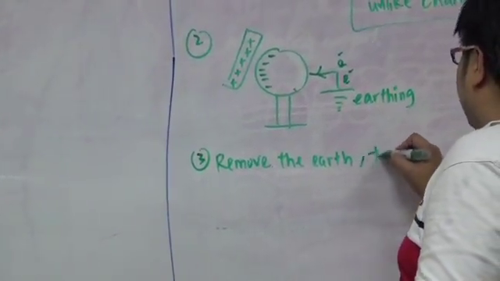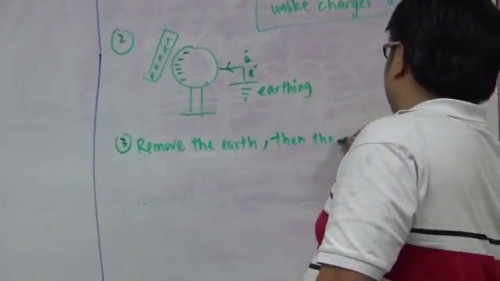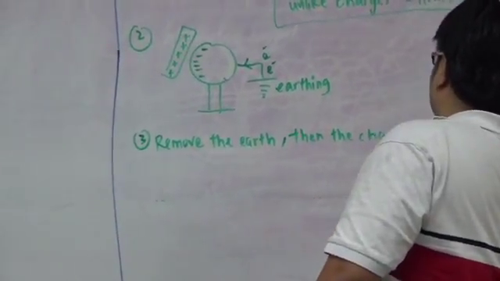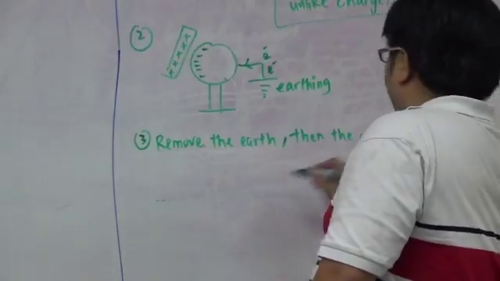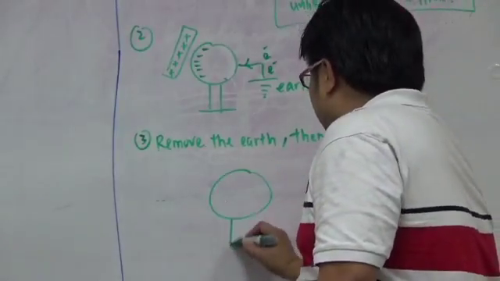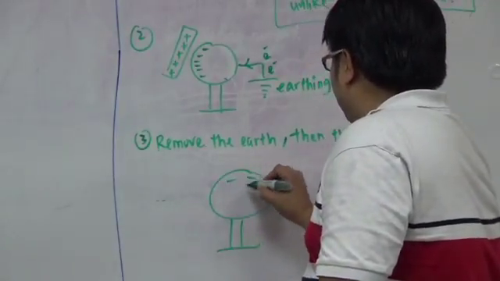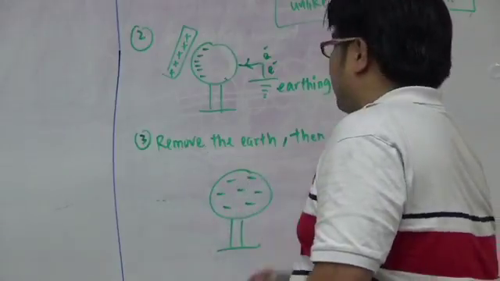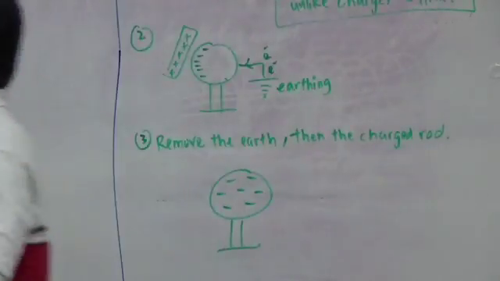Alright. Then the charged rod. And then this is what you get. This conductor now is full of negative charges. That's the first step.